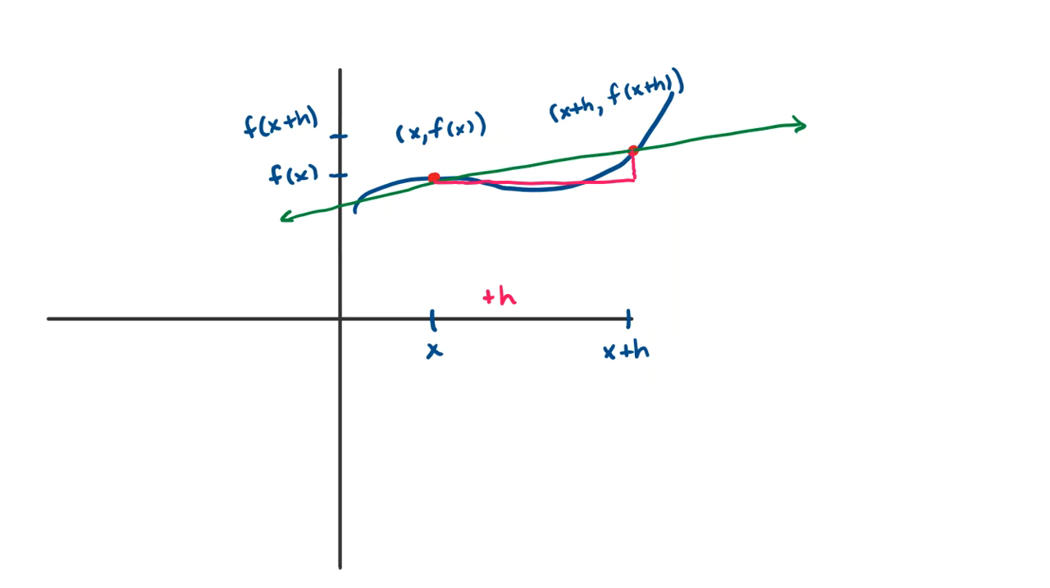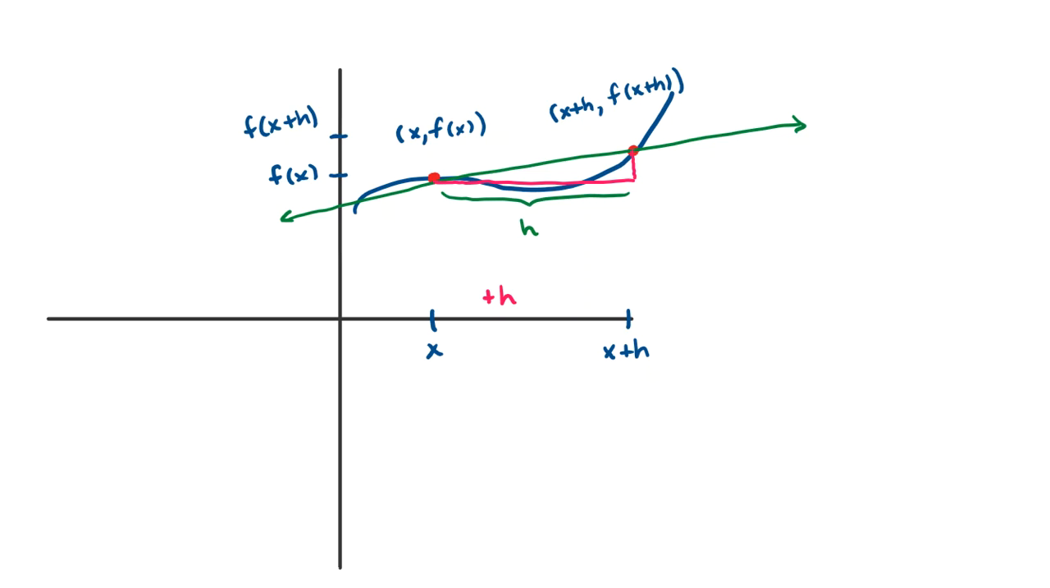For the horizontal leg, you can probably see that the length of that leg is going to be h units long, because the length of this horizontal leg is the same distance separating x and x plus h on the x-axis. And remember how we got from x to x plus h, we added h units to it. So this horizontal leg's length is going to be h.